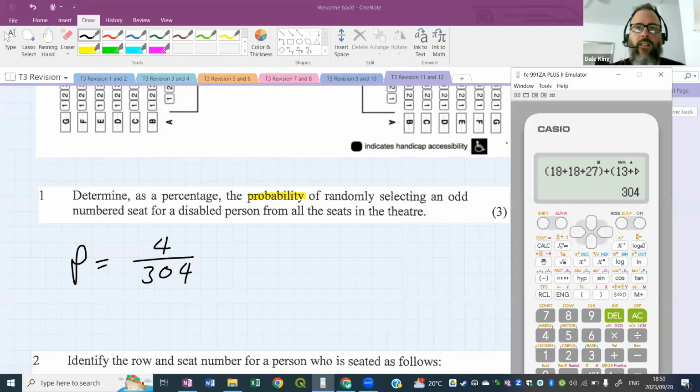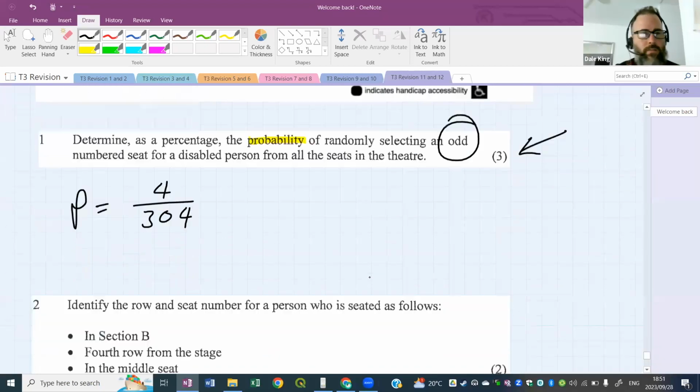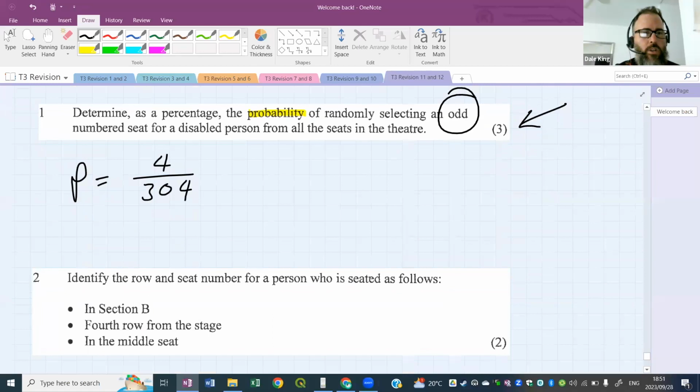All right. Now, I don't think that question was very fair, making us count. They should at least give us that number in the question because that takes way too much time. Yeah, but 4 and 22 are the even ones, eh? They only want us to do the odd numbers. Okay. So that's the probability of getting an odd disabled seat out of all the seats in the theater for 3 marks.